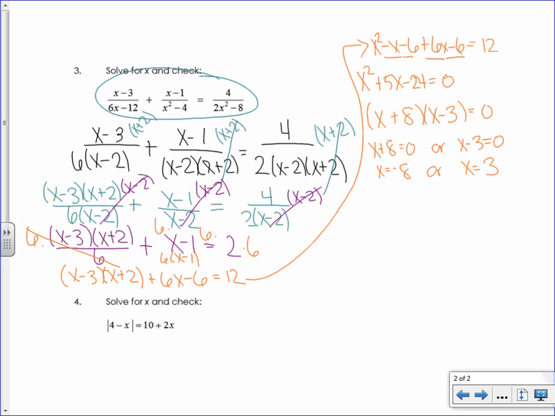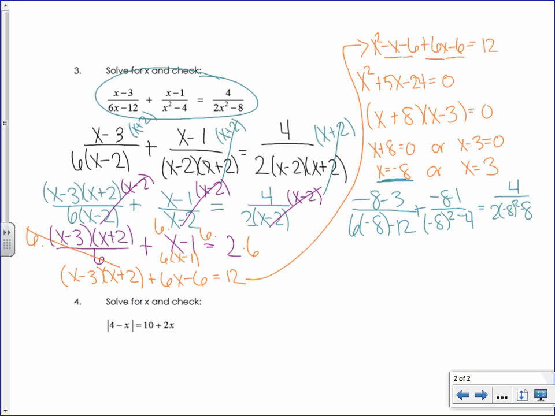I will leave that to you guys just for space reasons. All right, but you need to plug this into the original. So, for example, when you check x is negative 8, this is negative 8 minus 3 over 6 times negative 8 minus 12, plus you've got negative 8 minus 1 over negative 8 squared minus 4 is equal to 4 over 2 times negative 8 squared minus 8. And you got to work all that out. You need to have the check to get full credit for the question.